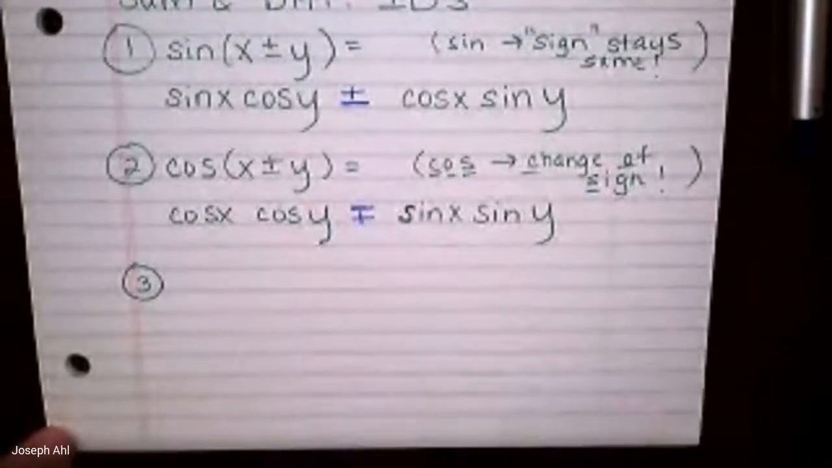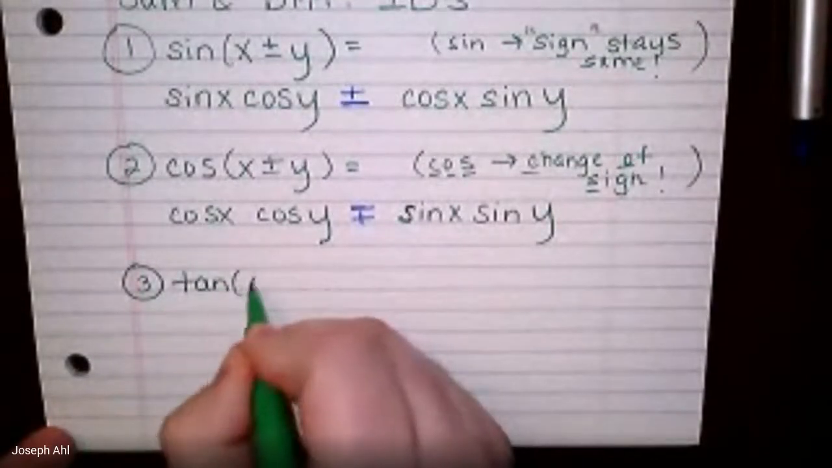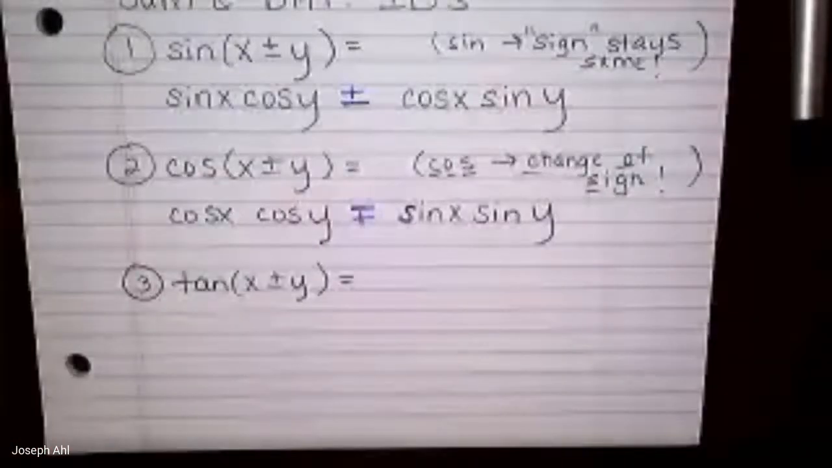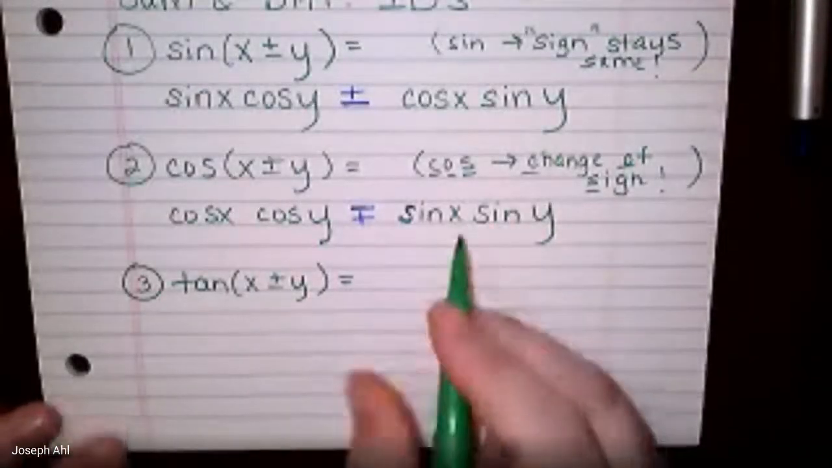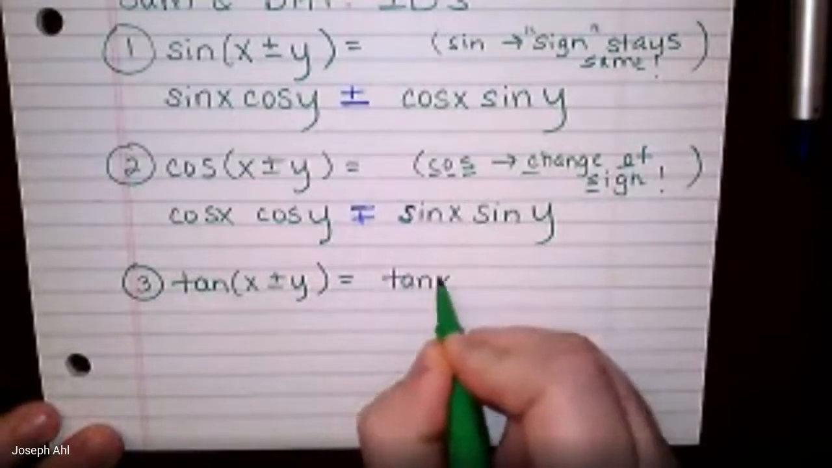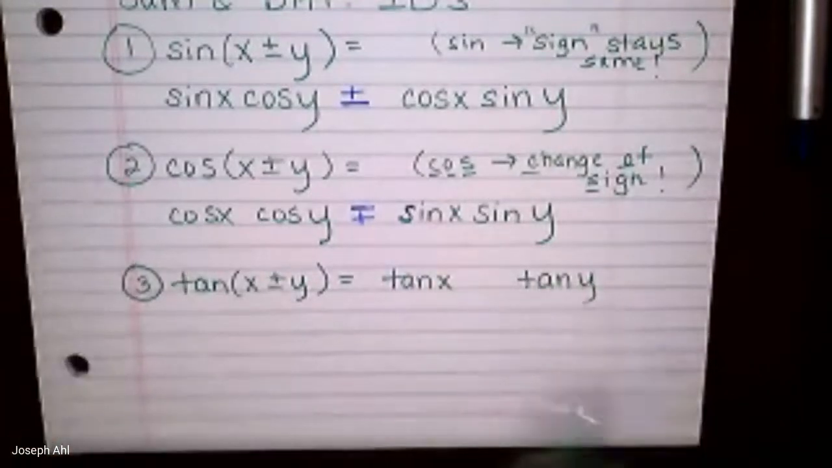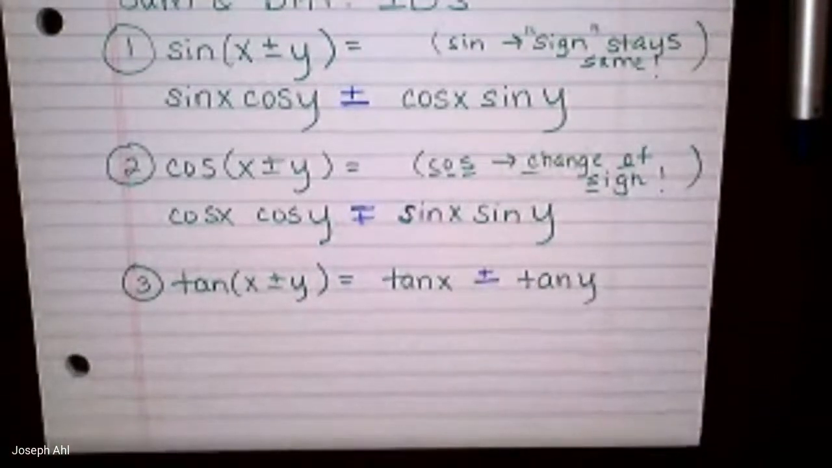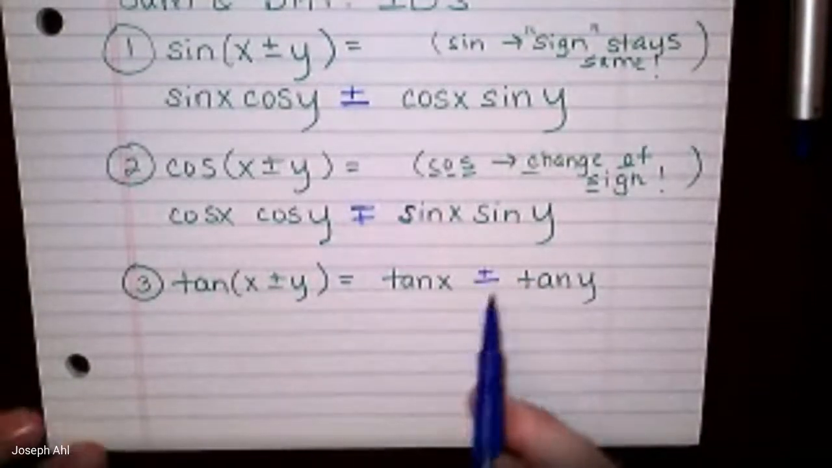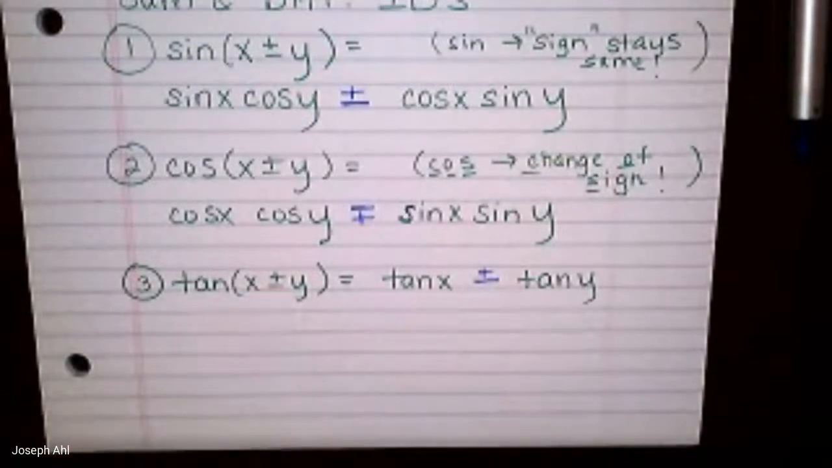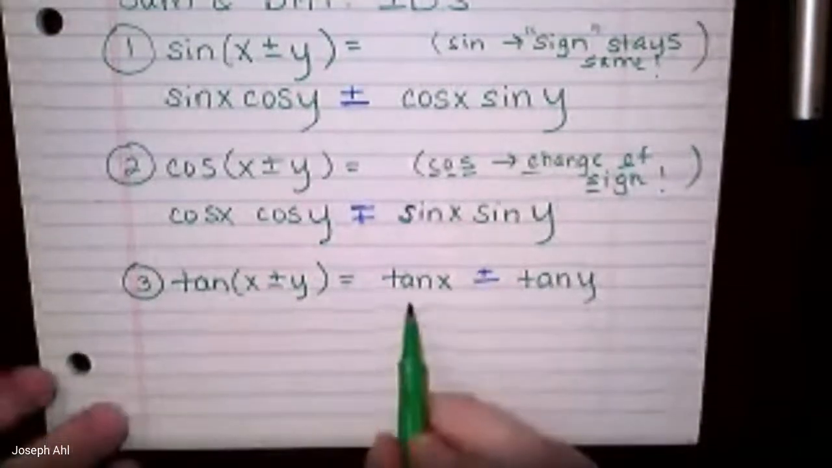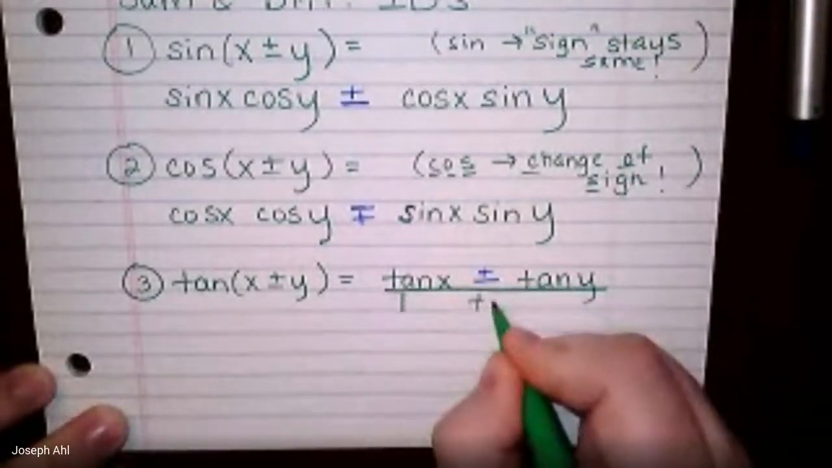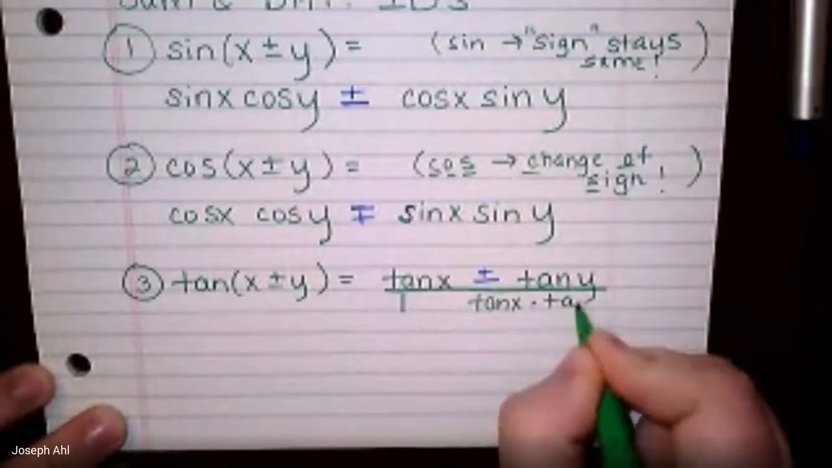Finally, we've got tan. Tan of x plus or minus y. What would that equal? All right, so for the tan equation, the top is going to be tan x and tan y, and those will be separated with a plus or minus sign. So that plus or minus will follow the same sign as what's happening in here. On the bottom, you're going to have a 1 that separates tan x times tan y.